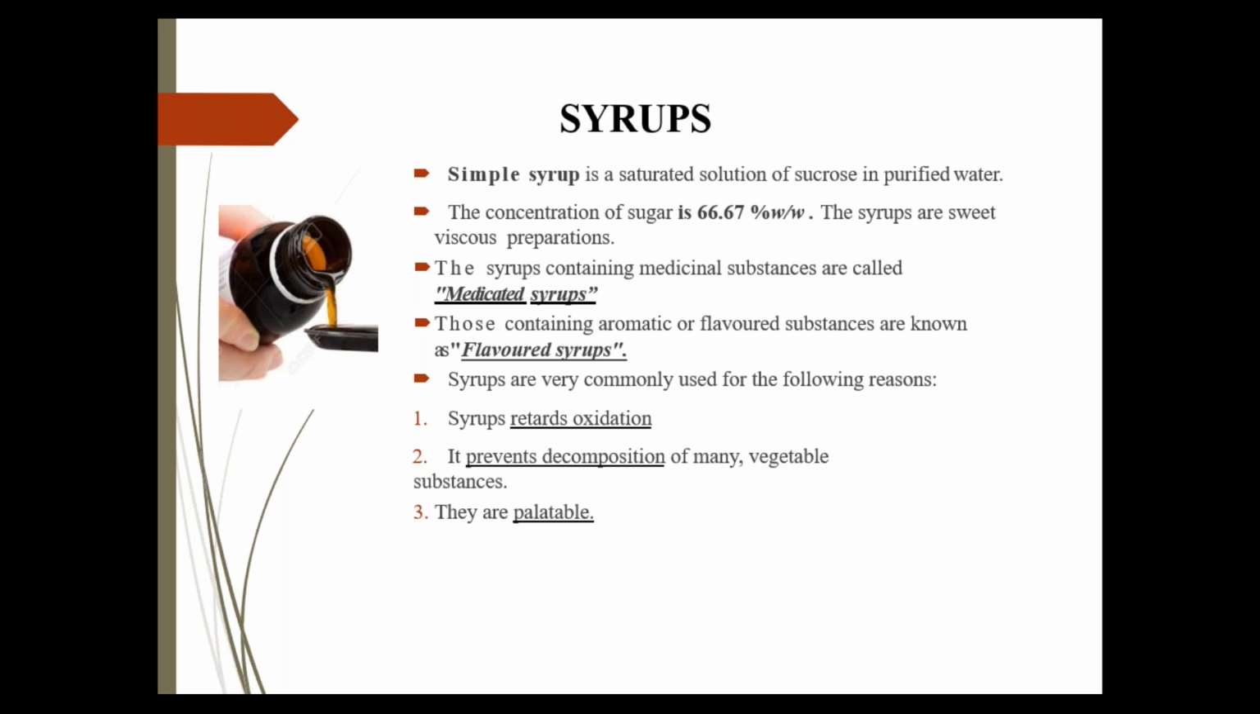And the concentration of sucrose in this simple syrup is so much. Remember this: what is the concentration? Every time this is asked in viva or exams: 66.67% weight by weight. Sugar itself is sweet, so naturally the syrup made out of it will also be sweet, and it will be viscous. If it is plain sugar and water only, it is known as simple syrup.